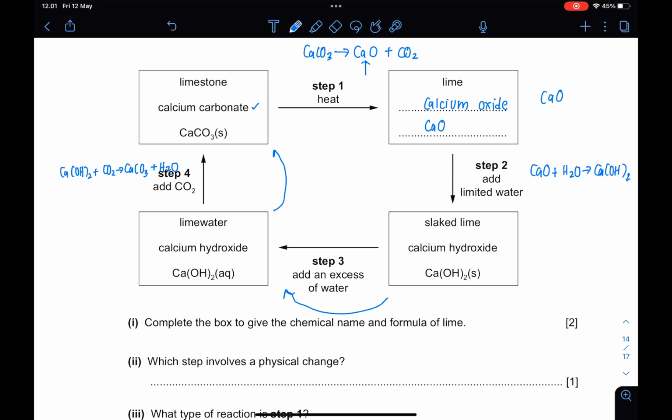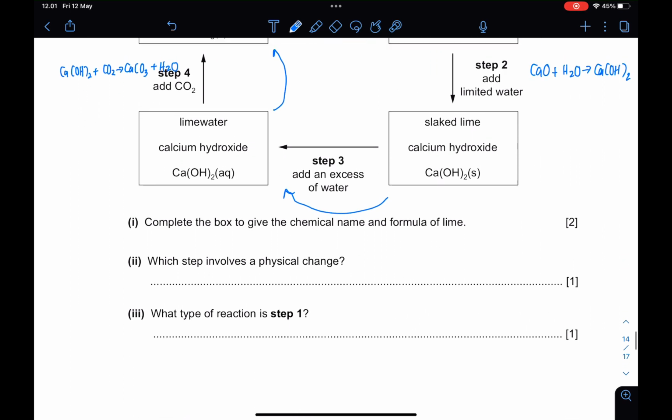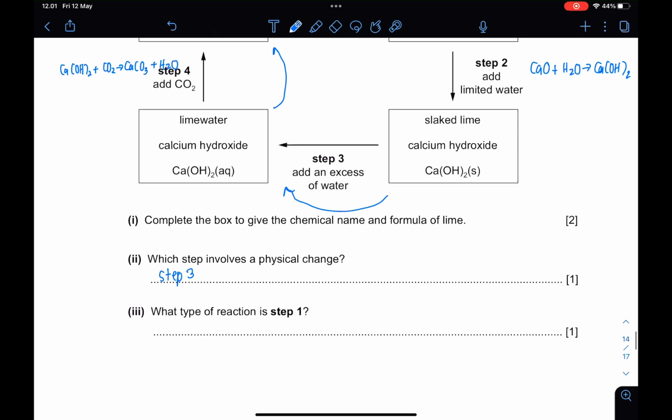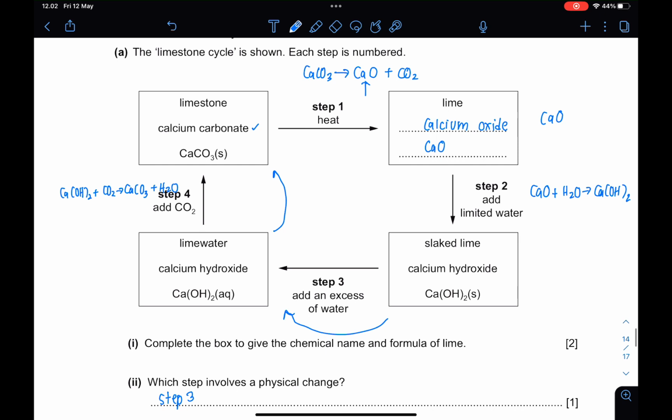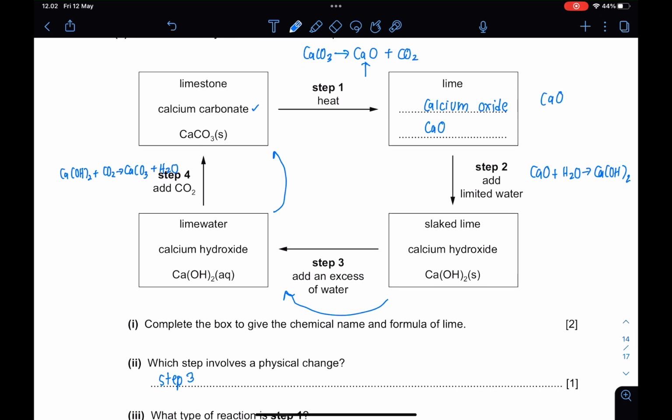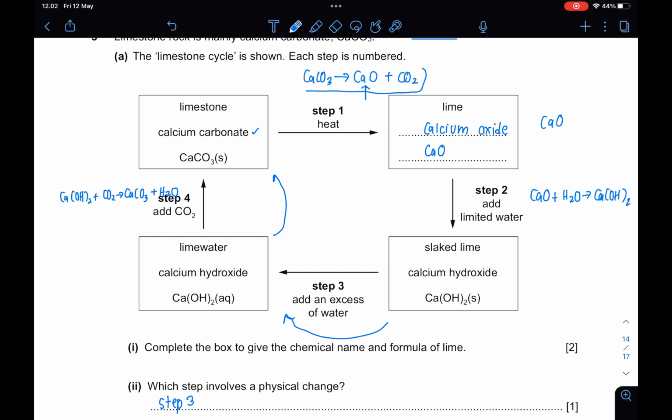But if you look over here, calcium hydroxide is changing from solid to aqueous. Calcium hydroxide to calcium carbonate is a chemical change, because Ca(OH)2 becomes CaCO3. So in this case, the step that involves physical change is step number 3, because physical change can happen vice versa. After we get slaked lime, you can get lime water. Lime water you can change back to slaked lime by removing the water.